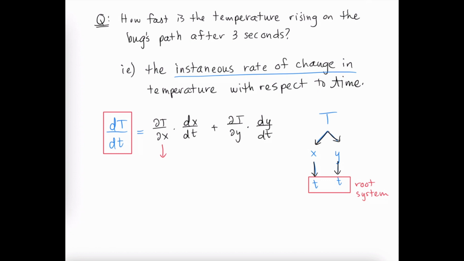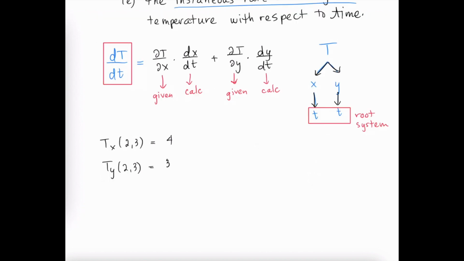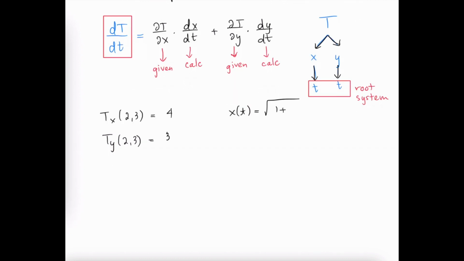The partial of temperature with respect to x was actually given in the original information. So was the partial of the temperature with respect to y. But we'll need to calculate dx/dt and we'll need to calculate dy/dt. So let's bring down these two first partials from the given information. And also, as a reminder, the x parametric equation, the x function that depends on t, was the square root of 1 plus t, and the y function that depended on t was 2 plus 1/3 t.